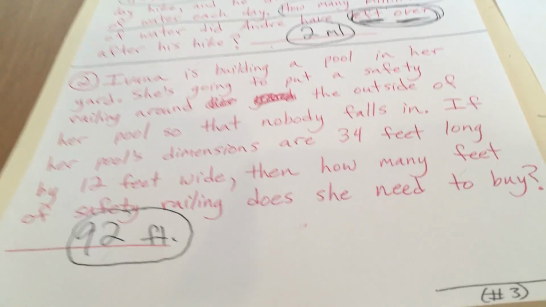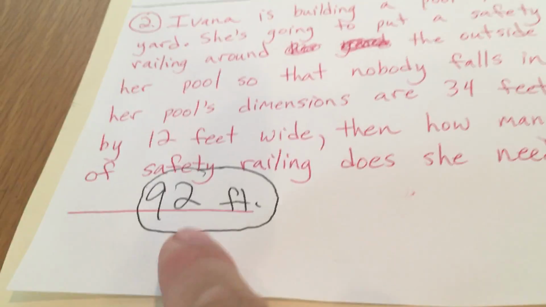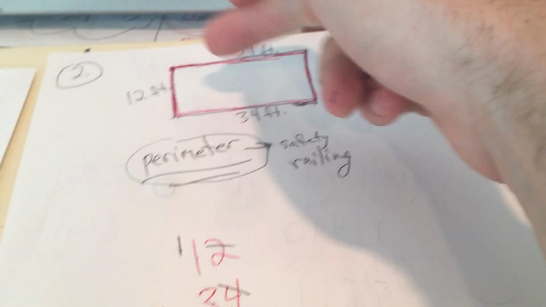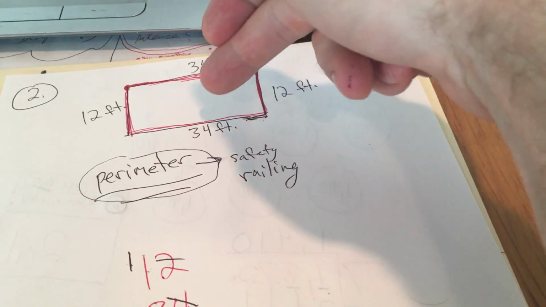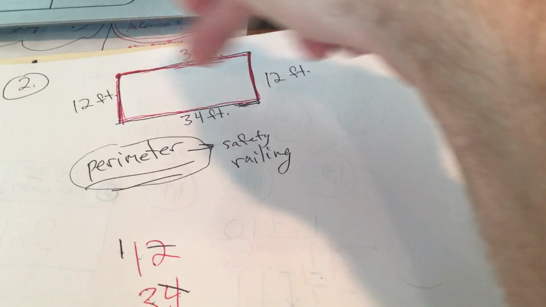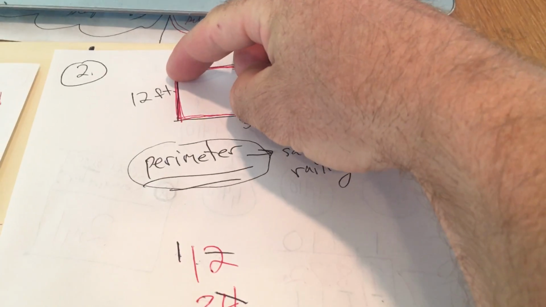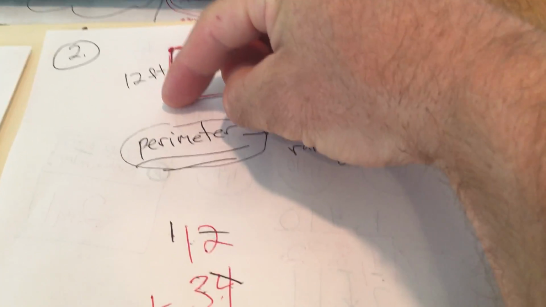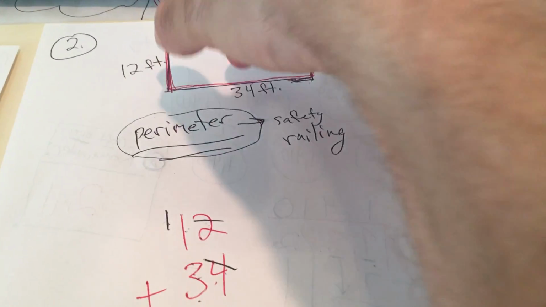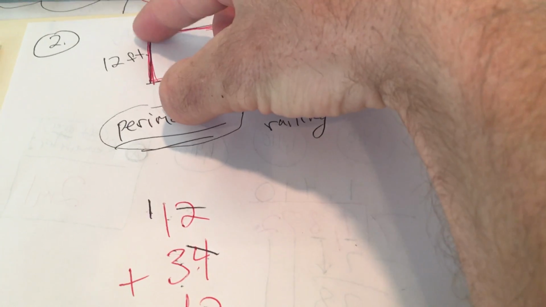Give yourself some snaps. Notice how perimeter, we're not talking about square feet. We're not saying how much is inside of here, right? We're not making little square feet here like we would with area. We are just putting a railing on the outside. So it's 12 feet this way. There's not 12 square feet. It's just 12 feet long.